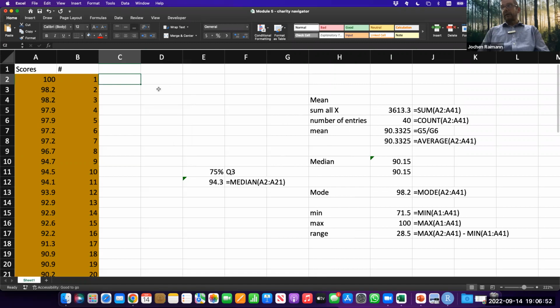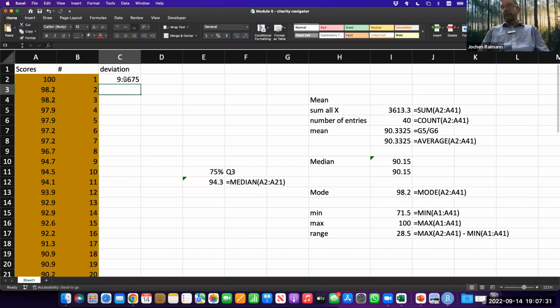How do we calculate one deviation? Easy, right? So the deviation is A2 minus I5, or I7 in my case. That's one deviation. That's the deviation from the mean. So 100 is 9.6675 located away from our mean. That's our first deviation. It's basically 100, so it's A2 minus that cell in which your mean is located.